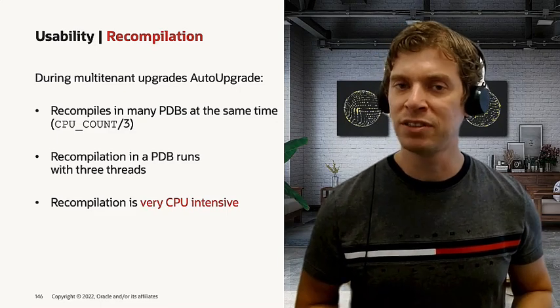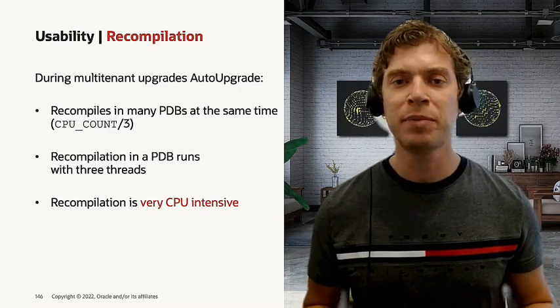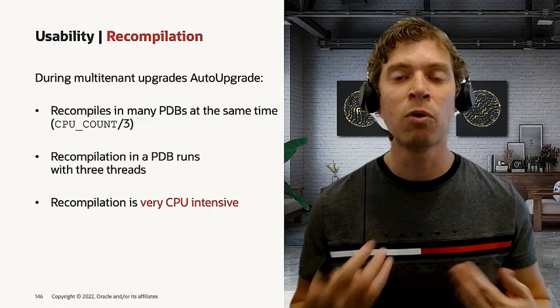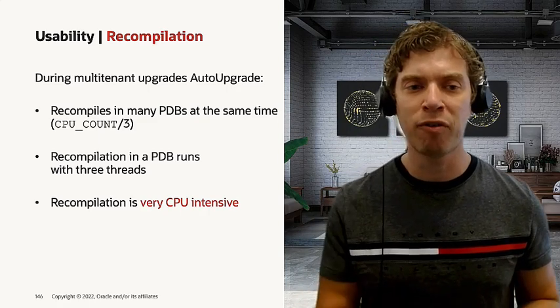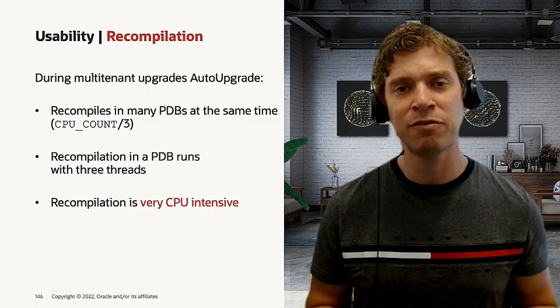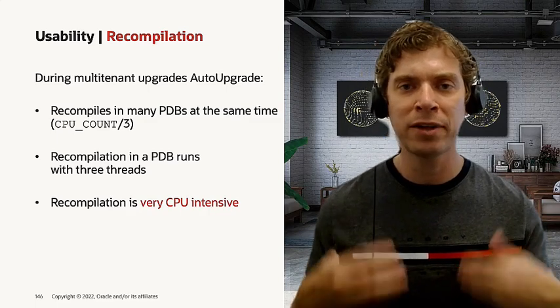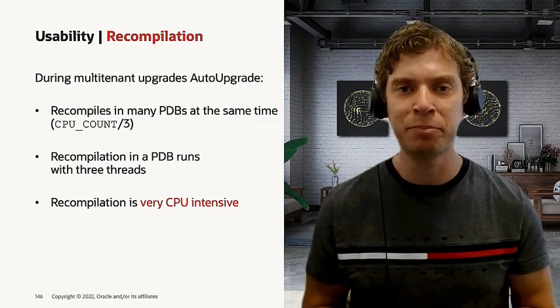Meaning, let's say you have 30 CPUs, it's gonna be 10 PDBs in parallel, no more than 10 PDBs in parallel. And each of those PDBs by default will get 3 threads, meaning 10 multiplied by 3 will be back to 30, which is the number of CPUs you have.